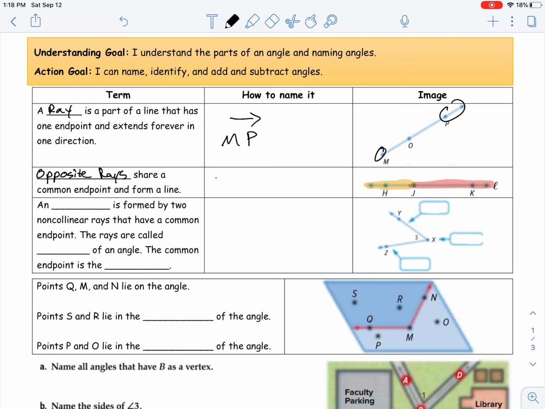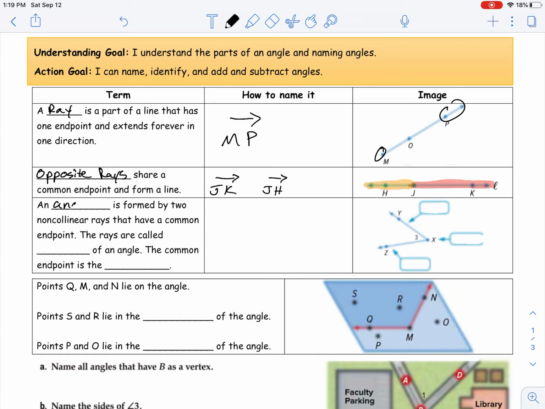If I write them, I've got to put both arrows going to the right though. Both of their endpoints are J, so those are both going to be at the start, and then one of them was going to the right with K being closer to the arrow. The other one had H being closer to the arrow. That's how I would write both of those.